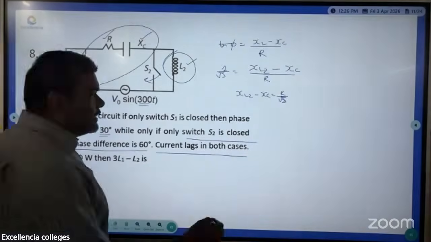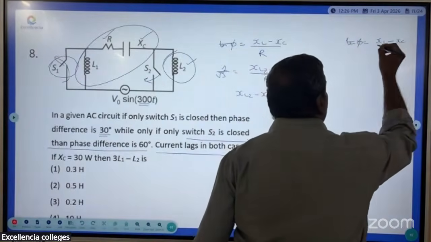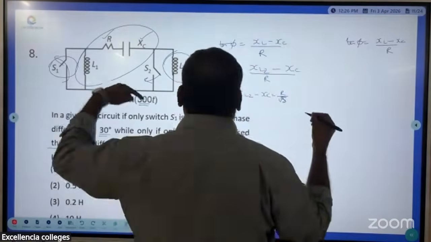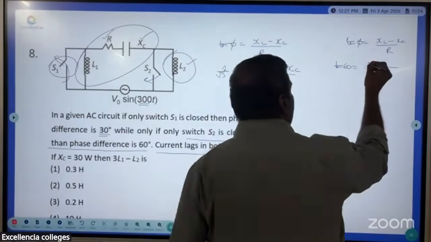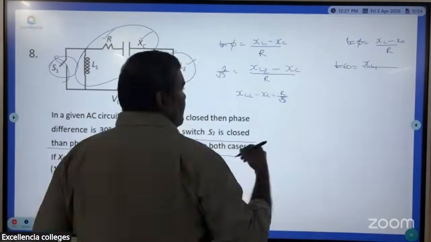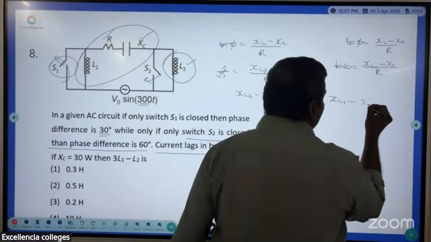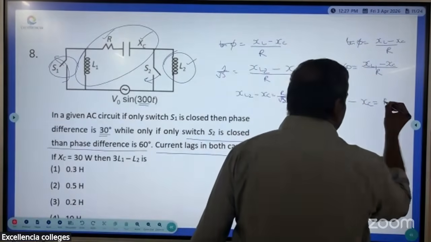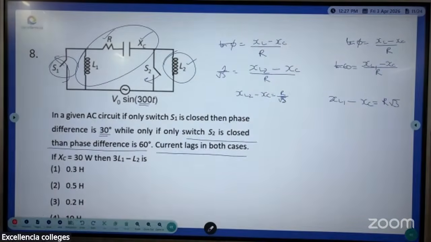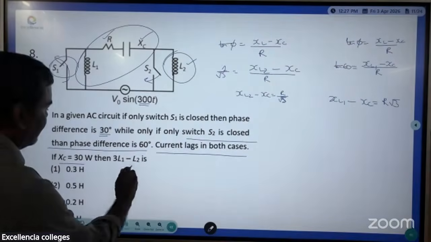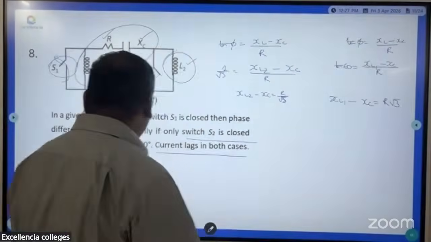If you do that, you are going to arrive at the relation that again I will write here tan phi is going to become XL minus XC by R, and that becomes tan 60. I will write here tan 60 is equals to XL1 minus XC by R. So I will get the second relation as XL1 minus XC is equals to R root 3. ये हो गया R root 3. So in this question, XC value is given, and we have to find 3L2 minus L1.